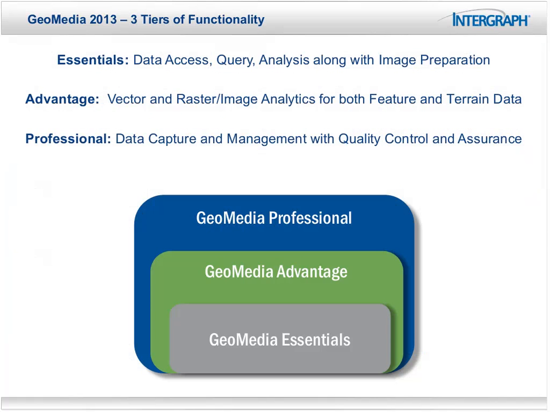But I want to bring everyone's attention back to the 3 tiers of capabilities that we have now with GeoMedia. We've been offering GeoMedia Essentials, GeoMedia Advantage, and GeoMedia Professional. With GeoMedia Essentials, you've got the data access and query analysis. You've got some image prep functionality as well. With Advantage, you've got the vector and raster and image analytics, so both feature data and terrain data can be analyzed at the same time. And then for the professional level, you've got more of the data capture and data management capabilities along with quality assurance and quality control. And these are the things that I want to start to highlight today in the context of this webinar.